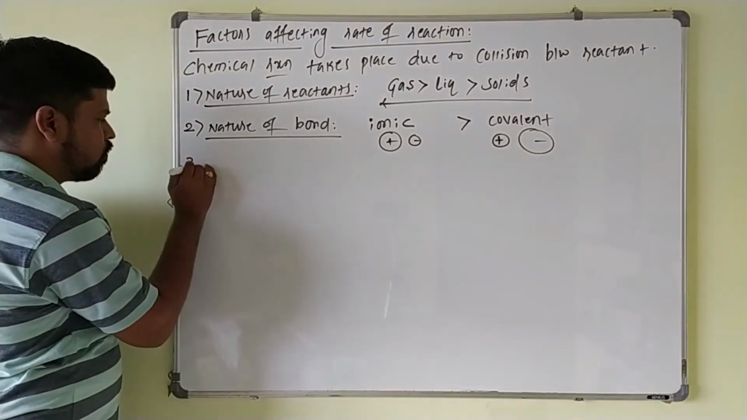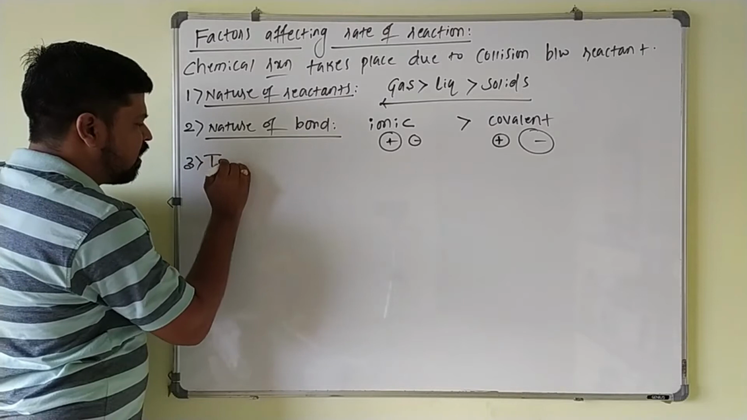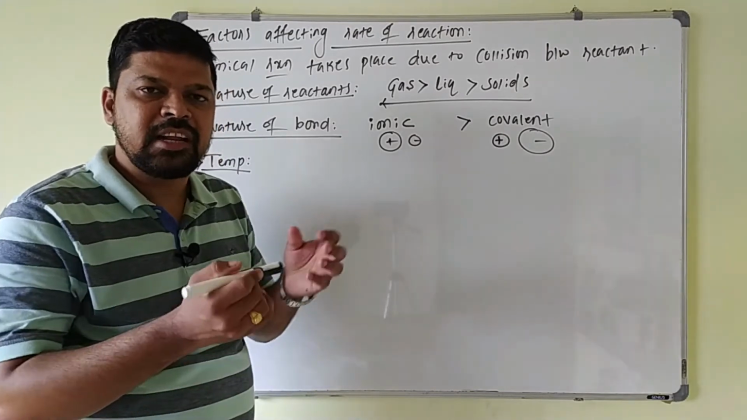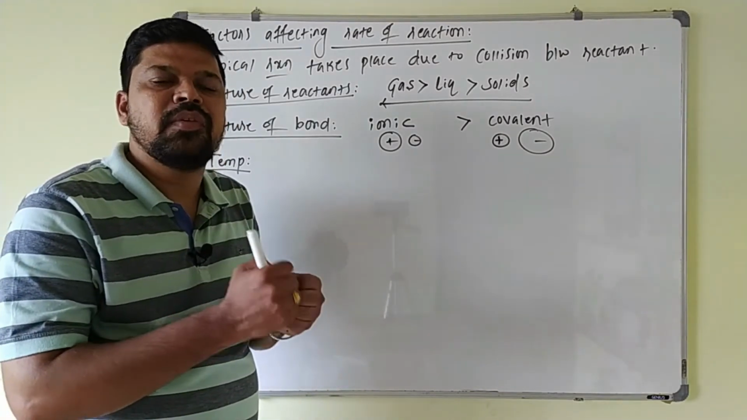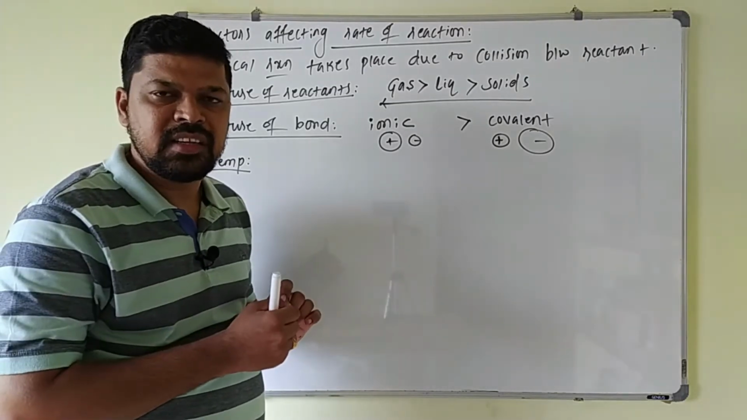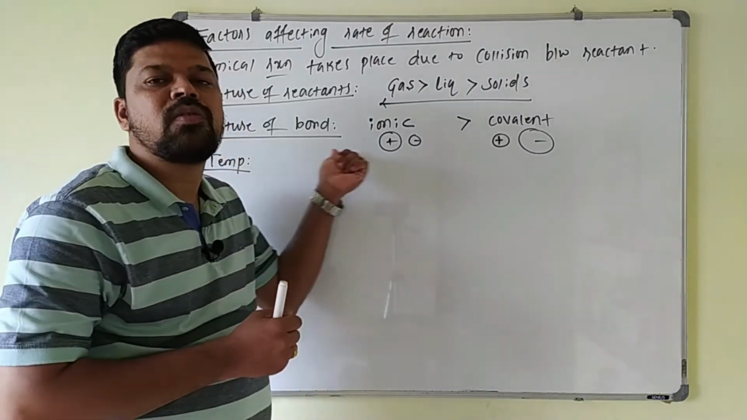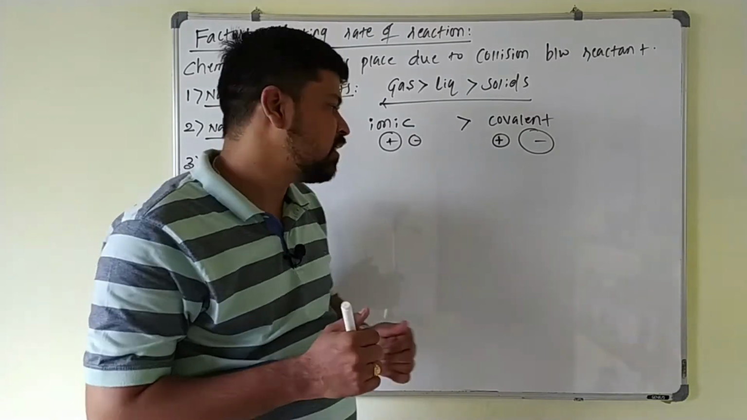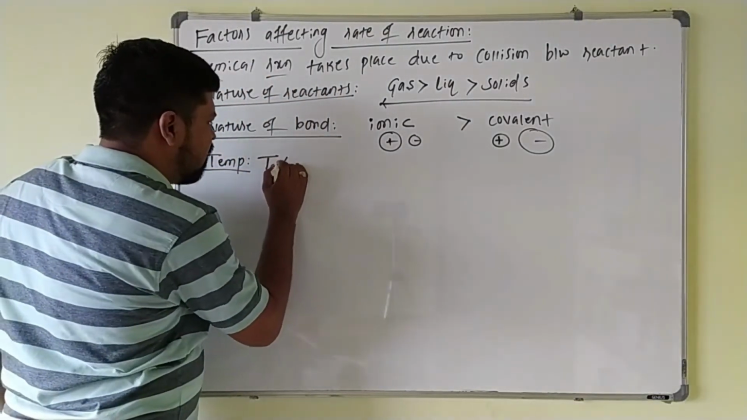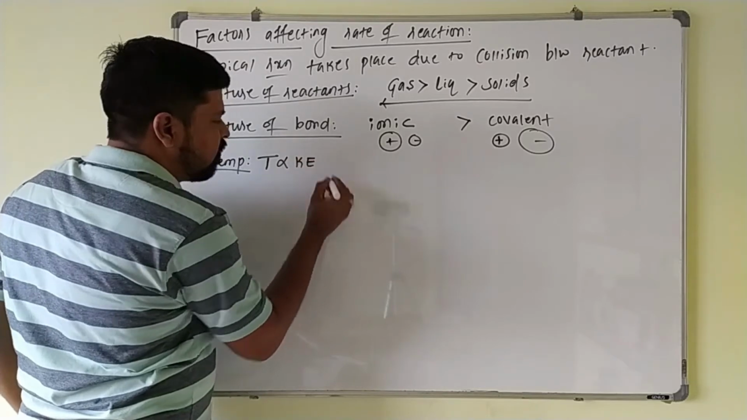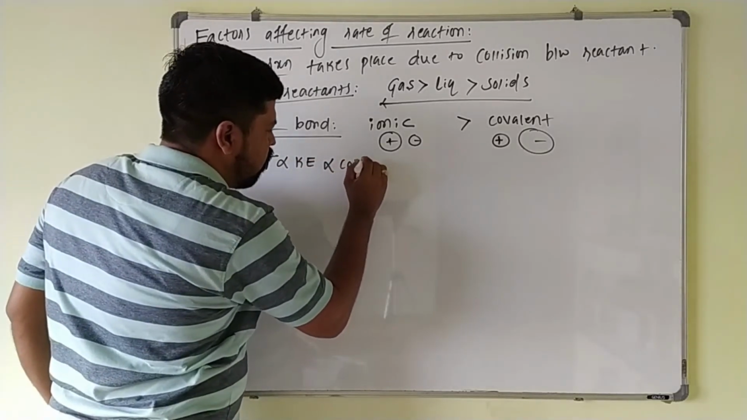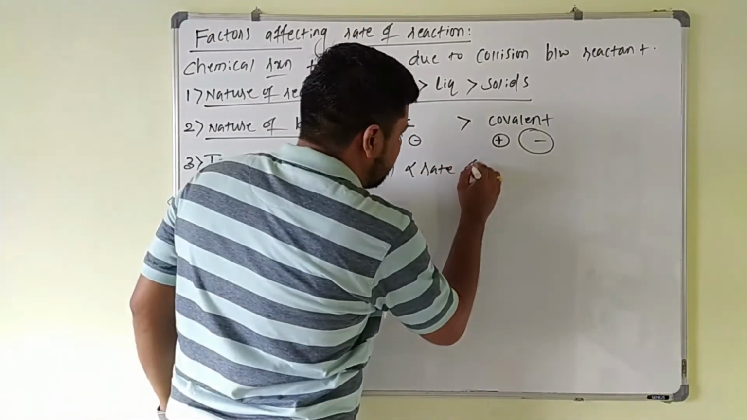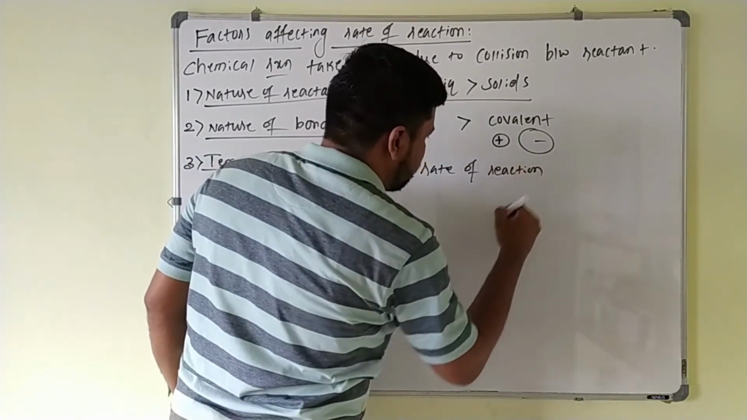Next point, temperature. What is the effect of temperature on the rate of the reaction? As the temperature increases, the kinetic energy of the reacting molecules increases, hence the collisions between the reacting molecules increase, therefore the rate of the reaction increases. Temperature is directly proportional to the kinetic energy of the reacting molecules. As a result, the number of collisions between the reacting molecules increases, hence the rate of reaction also increases.